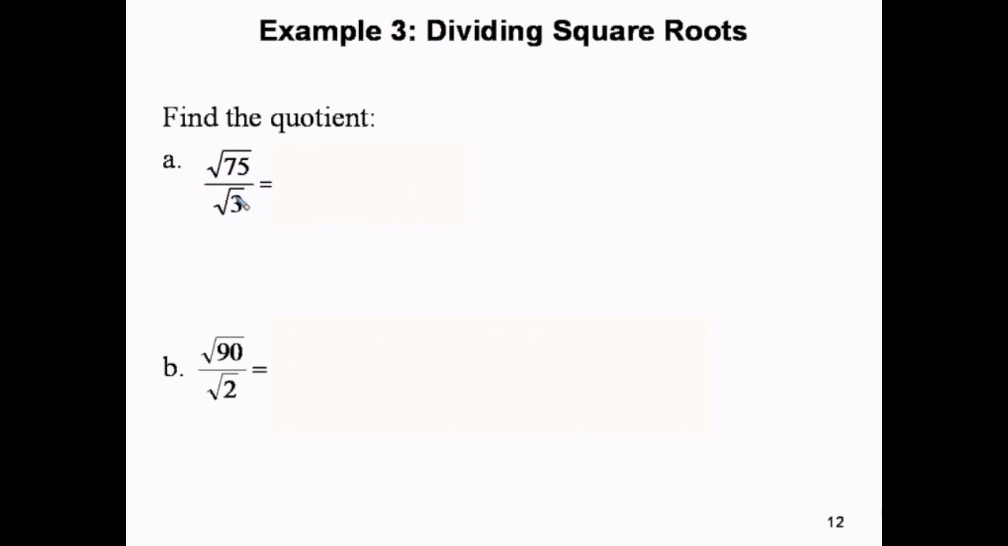Here, not perfect square, but if I put them together, 75 divides by 3, I get 25, perfect square. 90 over the square root of 2, not a perfect square. Square root of 90 over 2 gives me the square root of 45. Not a perfect square, but simplifiable.